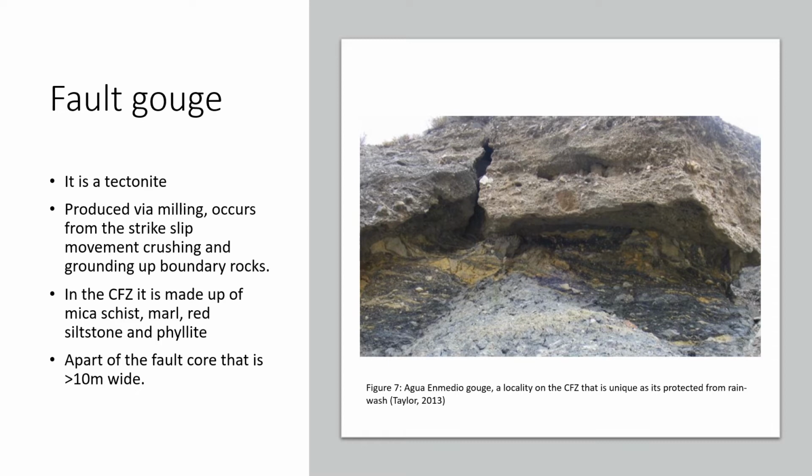They are normally fine-grained and show less than 30% of themselves as fragments, and tend to be part of the fault core. The fault gouge in the Carboneras fault zone is made up of the boundary rocks, which are mica schist, phyllite, marl, and red sandstone. The composition varies from place to place in the fault zone. In figure 7, the Agua en Medio exposure of the gouge is seen, and it is unique as it is well protected from rainwash due to this overhang.